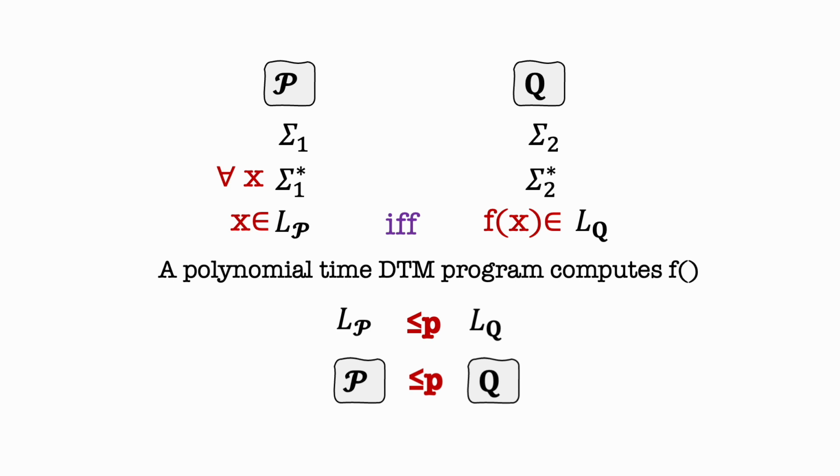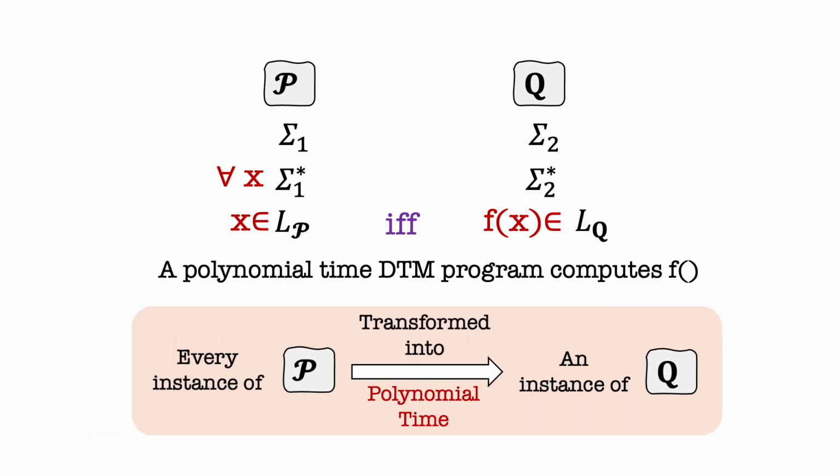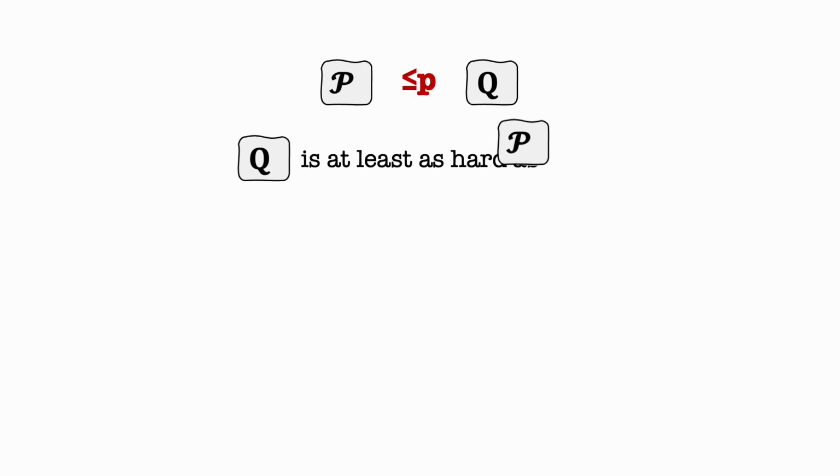In simple words, we say that a decision problem P is reducible to another decision problem Q in polynomial time if there exists a function f that transforms any instance of P into an instance of Q in polynomial time, such that the answer is preserved in the transformation. This polynomial time reduction establishes that decision problem Q is at least as hard as decision problem P.